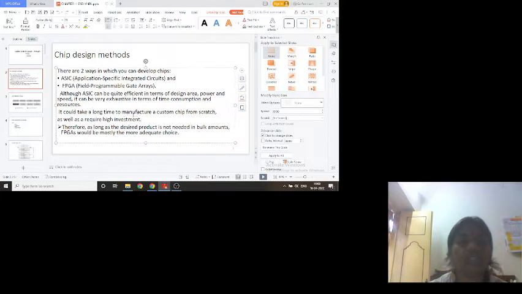Here, ASIC will take a long time to manufacture a customized chip from scratch, and it will also require high investment. The initial cost of investment in terms of silicon fab or fab labs is very high. So as long as the desired product is not needed in bulk amounts, FPGA is a more adequate choice than ASIC.